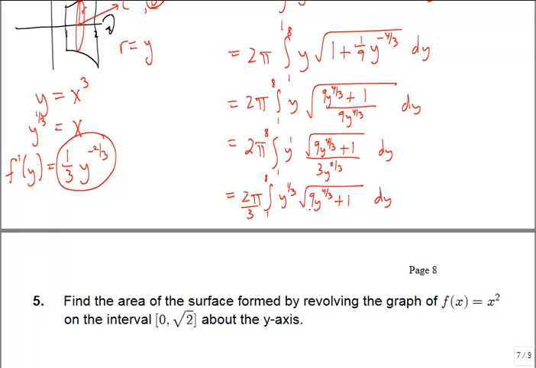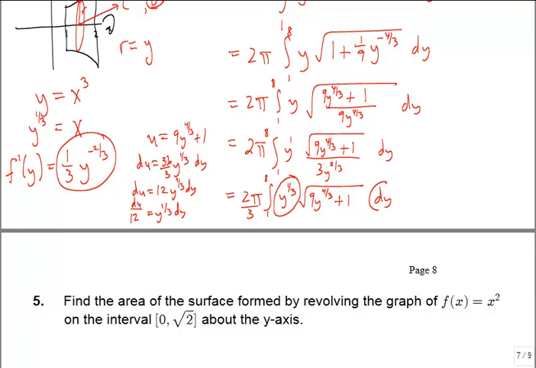Still looks pretty messy. This is doable though, because we can do a little U-substitution again. If I let my u be 9y to the 4/3 plus 1, then du is going to be 9 times 4/3, which is 36/3, y to the 1/3 dy, and 36/3 is just 12. If I divide that 12 over to the other side, then that leaves me just y to the 1/3 dy, which is exactly this and this together.